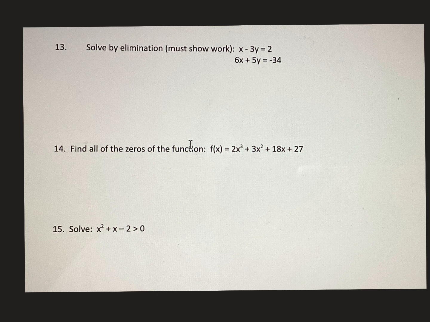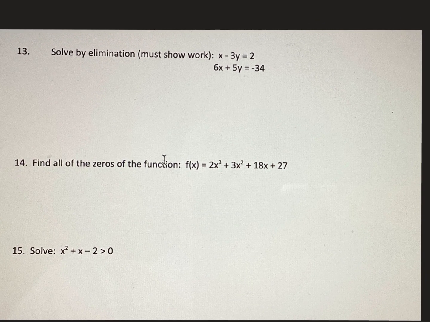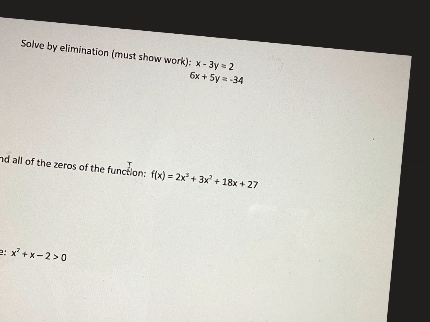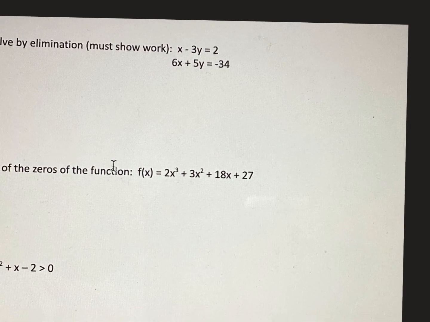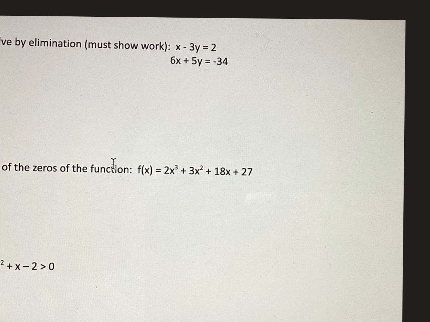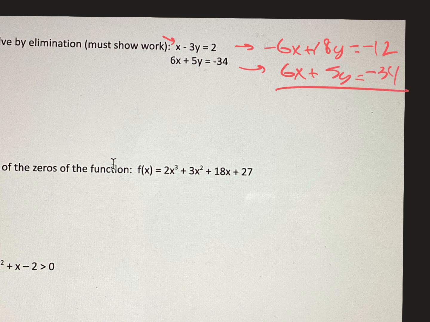13. 13 says solve by elimination, so also must show work. So I need to eliminate either the x's or the y's in this one. I think the x's look easier because I can just multiply the top equation right here by negative 6, which will give me negative 6x plus 18y equal to negative 12. And I can just bring this equation straight over. 6x plus 5y is negative 34. I'm just going to add those together.